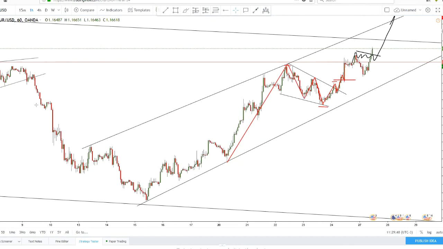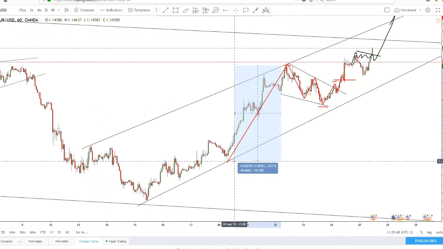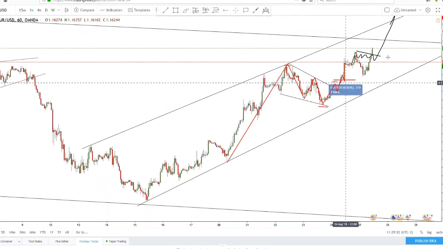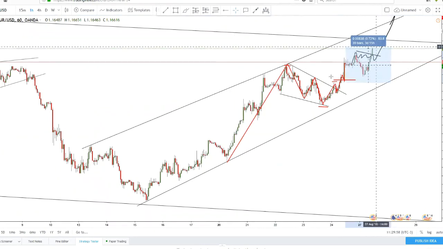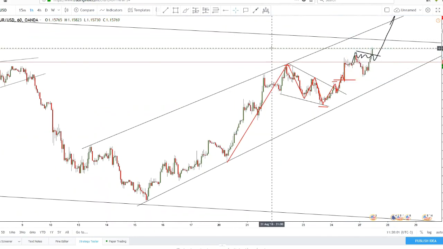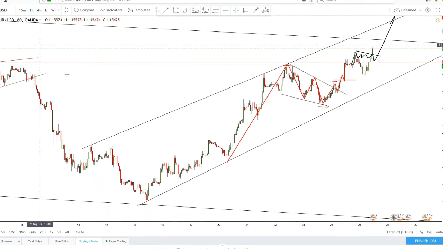Let me see how many pips this is. Okay, from here to here, 227. And already it's in, okay, it's in 84 pips. So you can keep on adjusting your stops up until it gets to that specific point that we're speaking about.